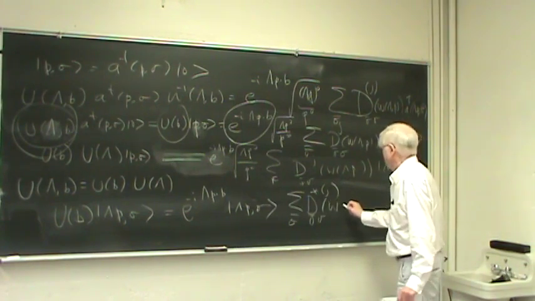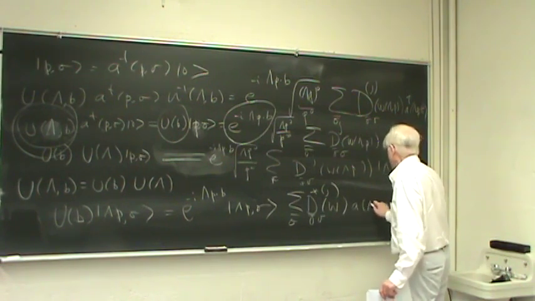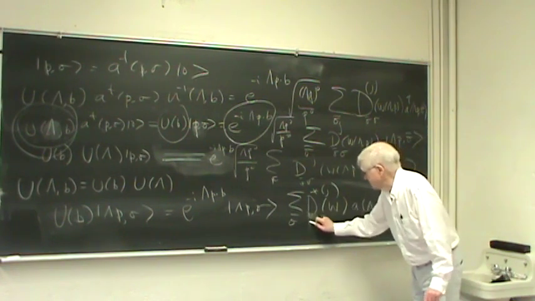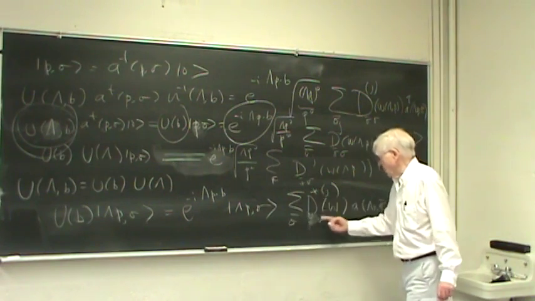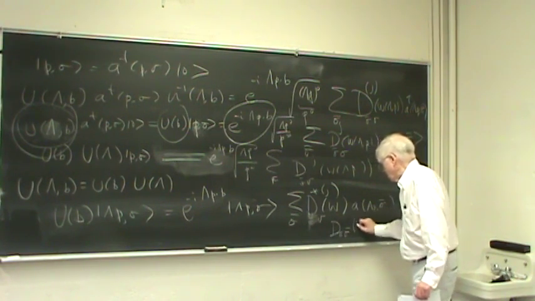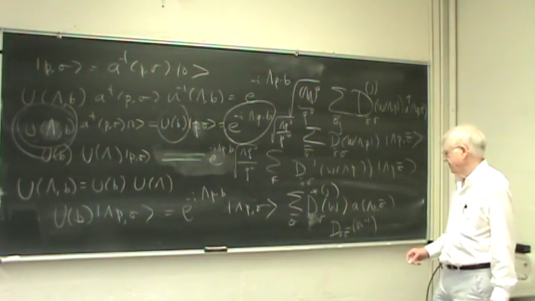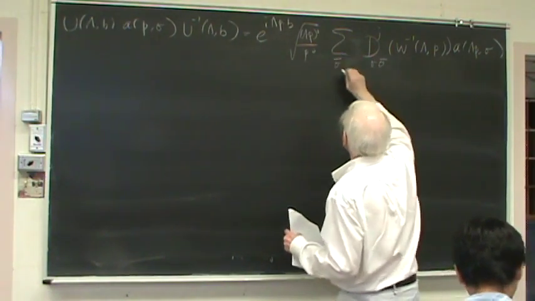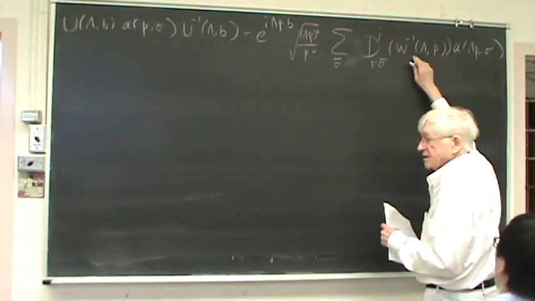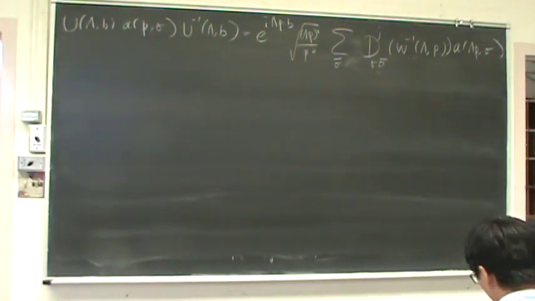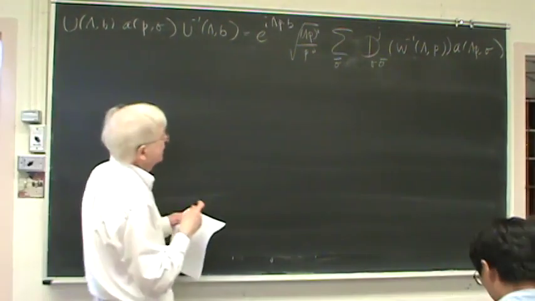Of W, let me just leave it as W, and this is a of lambda p, sigma bar. Now, let me just rewrite this. This then is a sum over sigma bar, D star, sigma bar, sigma. Well, that's the adjoint of d sigma, sigma bar of W inverse. So we want sigma, sigma bar. If we keep everything exactly the same, it's then a sum over sigma bar, d of sigma, sigma bar of W inverse of lambda p, a of lambda p. Okay, so that's the basic equation there.